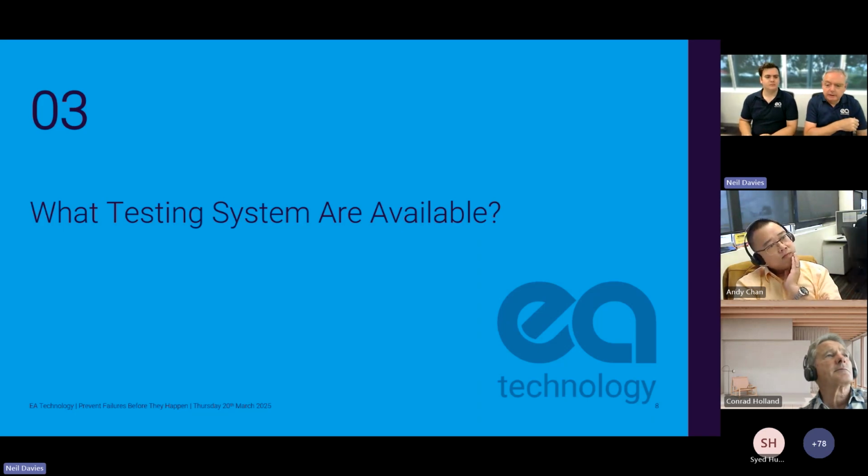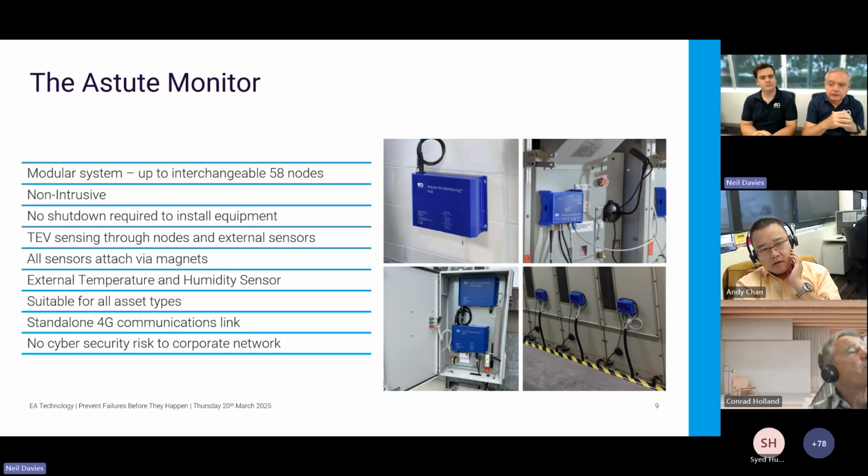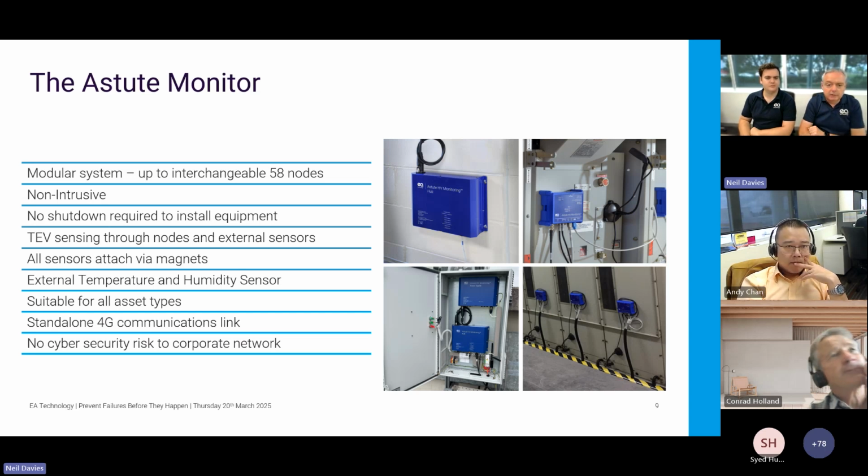Let's briefly look at the system that we are using, that all the case studies that we've got coming up are detected through. It's the Astute HV monitor that we have. It's a modular system, so it enables us to look at small switchboards, large switchboards, same piece of kit. We have a hub, which we can see in the top left image there in an indoor substation on the wall. There's an outdoor version in a cabinet that we can see in the bottom left. And then we have a series of nodes which are placed along the switchgear.